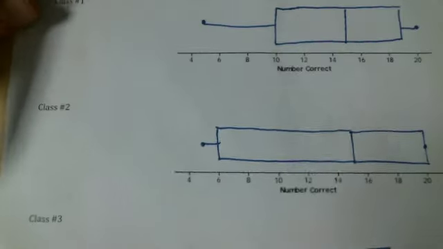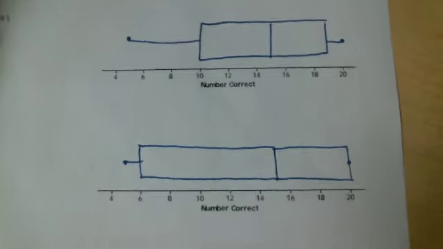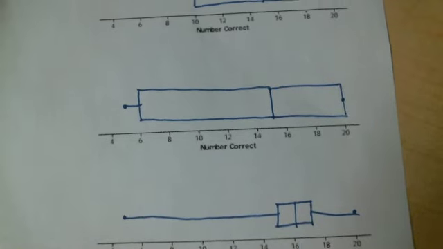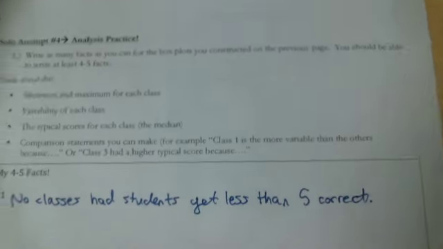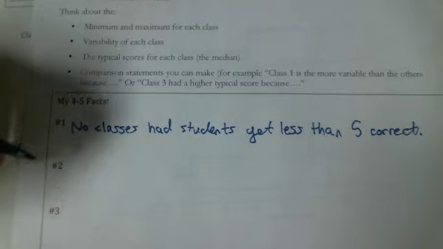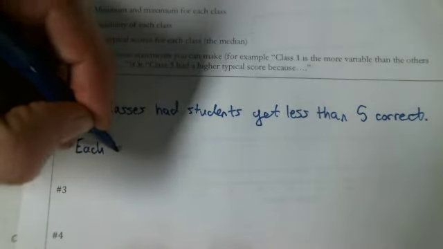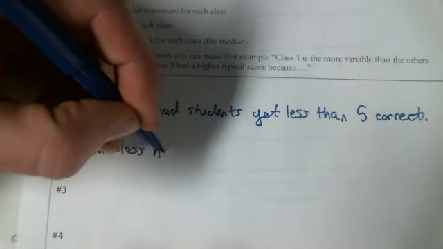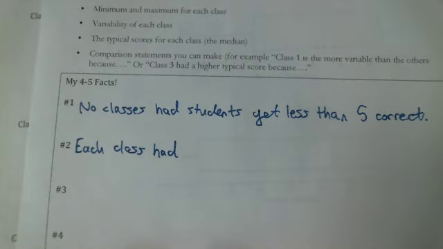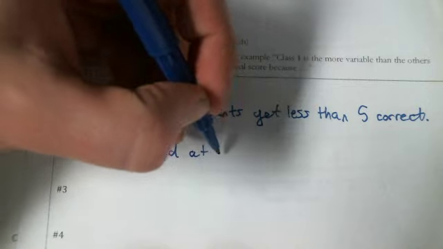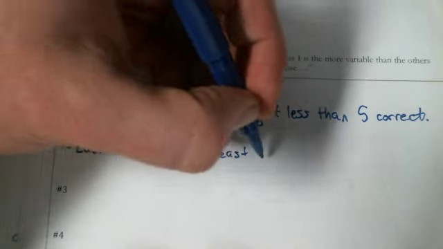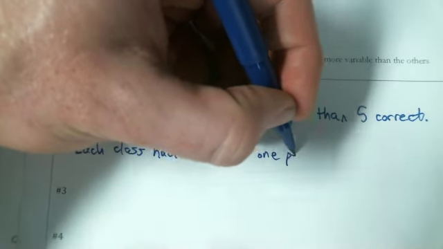All right, what else do we notice? Well, if we look at the highest scores, each class also had at least one person get 20 correct. So each class had at least one person get a perfect score.